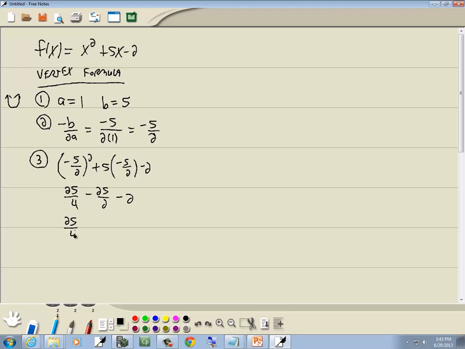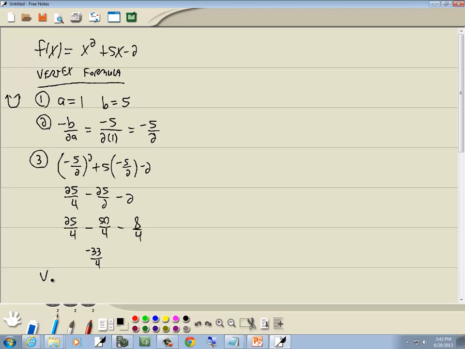Now get a common denominator of 4. So this one I'll multiply the top and bottom by 2, so that gives 50 over 4. Minus, now I'll rewrite 2 as 8 over 4. So that gives us negative 25 over 4, negative 33 over 4, assuming I added and subtracted everything correctly.